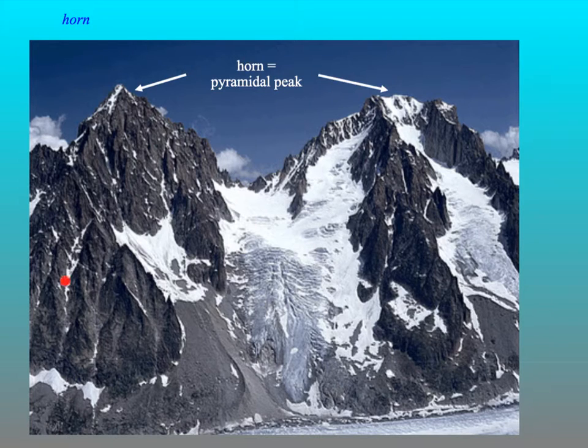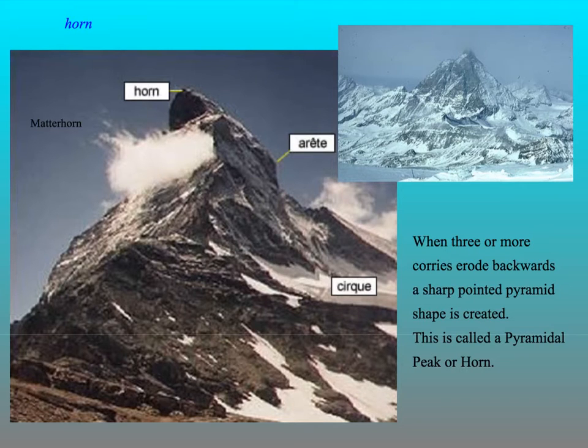Now the one on the left, you can see there's an arête there, and just in the background there's an arête which would then form another pyramidal peak. This is a perfect example of a pyramidal peak. You've got your arête there, and you've got one on the back side, and this is the Matterhorn, and it's a very distinct and famous feature.